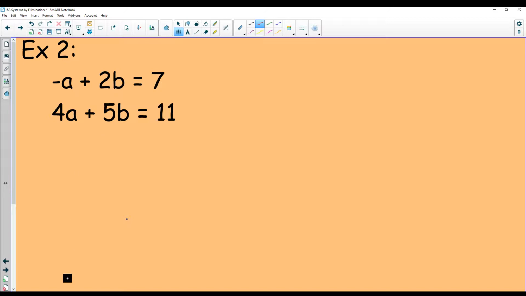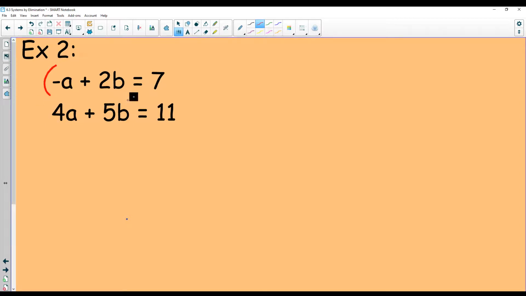So the next trick is that you are allowed to multiply either one of your equations by anything that you need to make something cancel. You could divide too if you wanted to. But if we look at this, we know we have to have a positive and a negative for it to cancel.